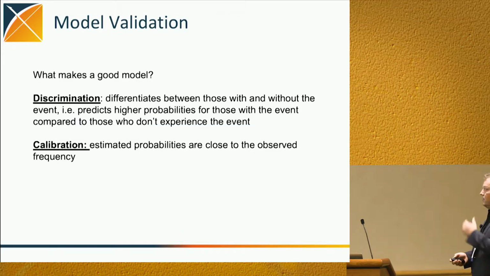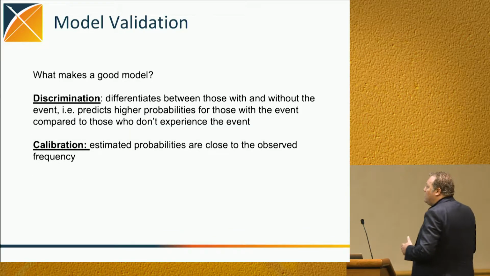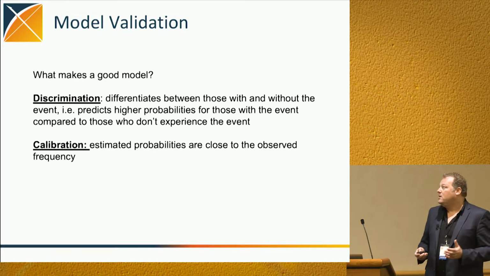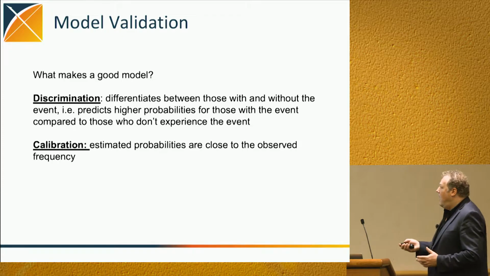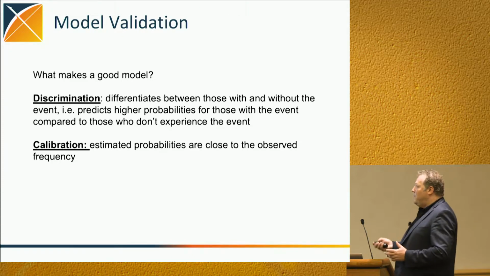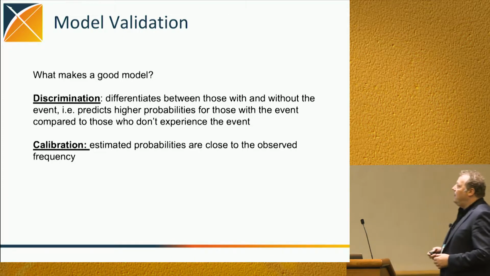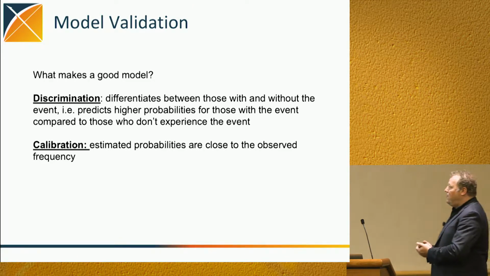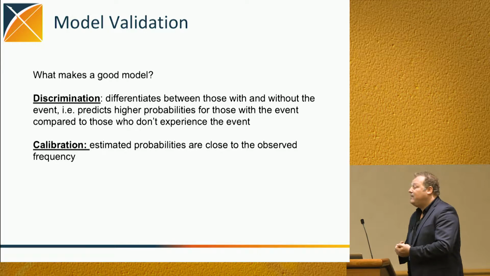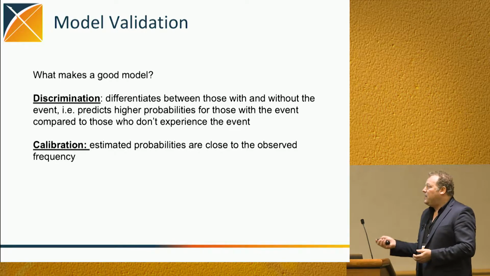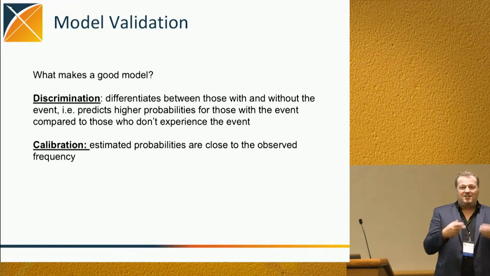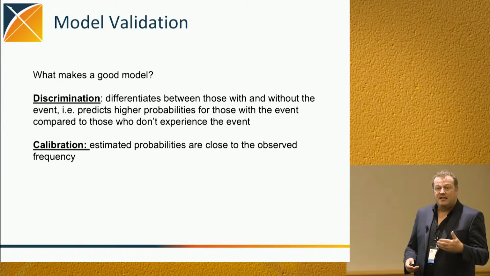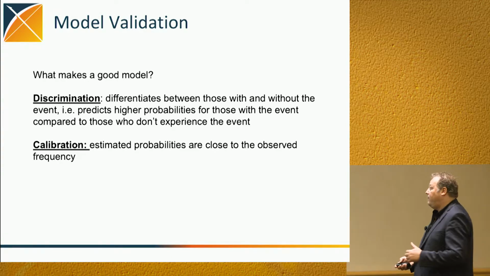Evidence evaluation. So what makes a good model? We should look at two things. So discrimination, that means how well are those with and without the outcome differentiated? So do we predict higher probability for those with the event compared to those without the event? And calibration, that is the estimated probability, so the probability of getting the disease, is that in line with what we really observe in our data set?